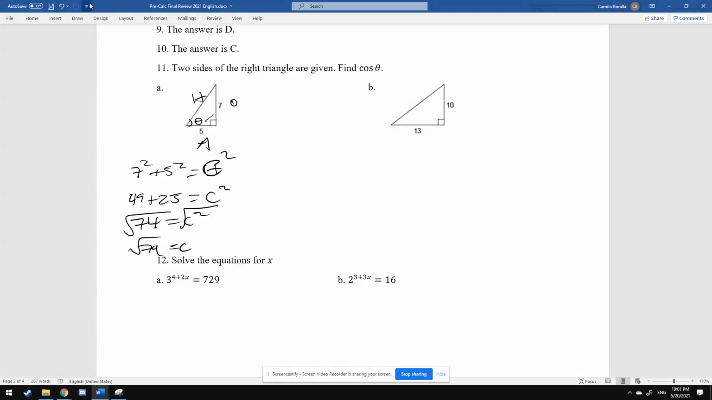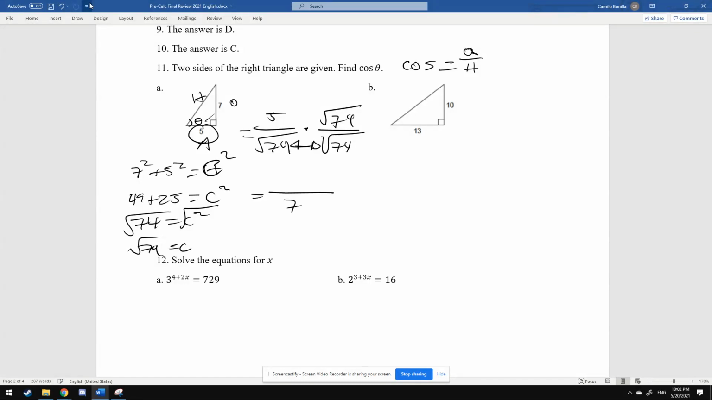Okay. So cosine in this case, all right, cosine is opposite divided by, oh no, it's adjacent divided by hypotenuse. So it's 5 divided by square root of 74. Now you can't have a square root on the bottom, so you multiply square root of 74 on the top and square root of 74 on the bottom. All right. So what happens is at the bottom the square root just goes away, so the denominator just becomes 74. And up top it becomes 5 square root of 74, and that's how you'll find your answer.